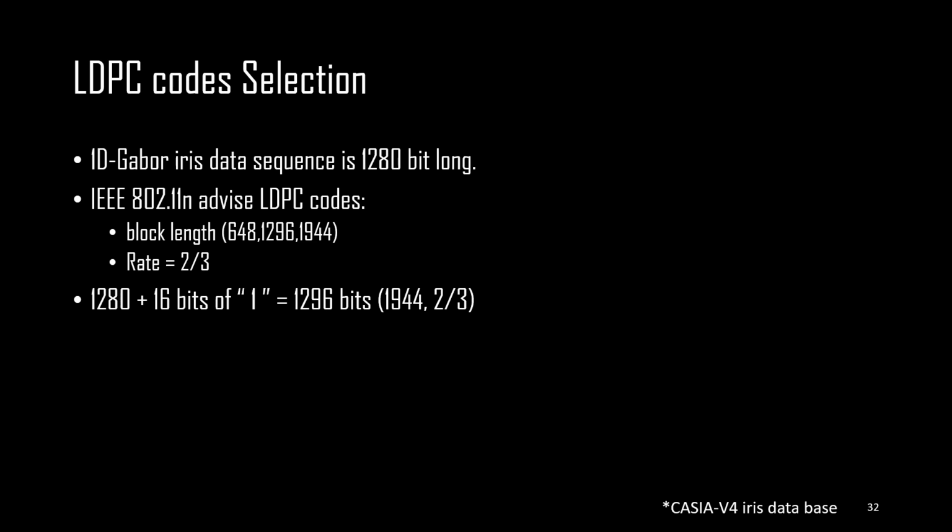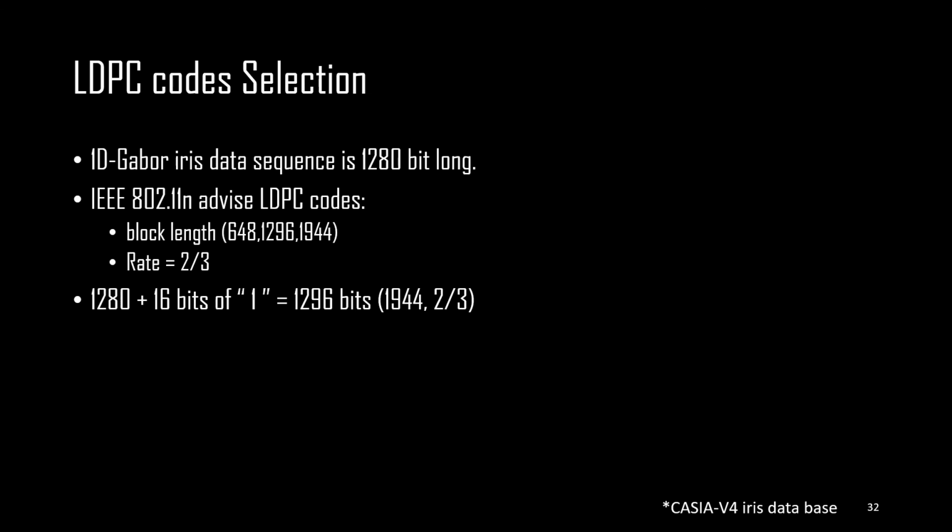Speaking of LDPC code selection, the longer block codes are closer to channel limits. We have 1,280 bits for our iris data. If we use the 648 length, which is the one standard in IEEE 802.11n, we need 2 blocks to represent one sequence of iris data, so we already gave that up. And the 1944 length has more redundancy and is not efficient. So in the end, we chose 1296.